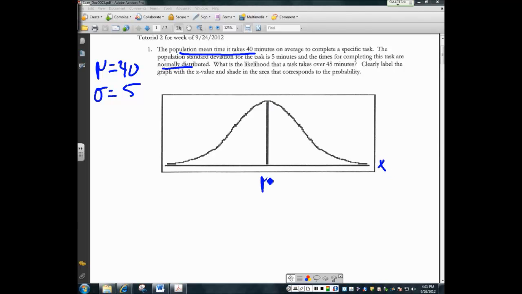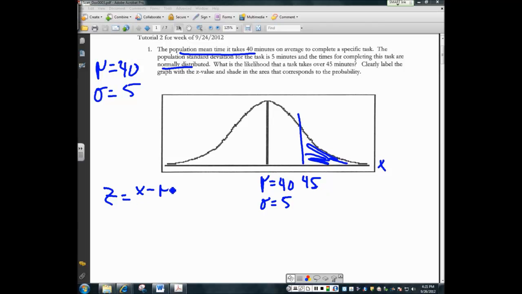We have a mean of 40 and a standard deviation of 5. And we want to know the likelihood that someone takes more than 45. Okay, so this is just like a problem we could have had on exam 1. We're going to get that distance between the mean and this point over here, this 45, and we're going to express that in standard deviation units, or z.